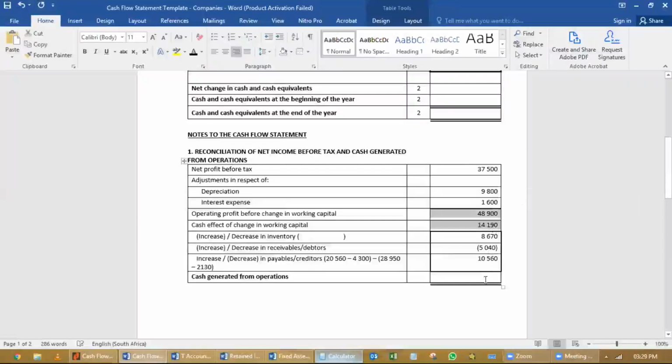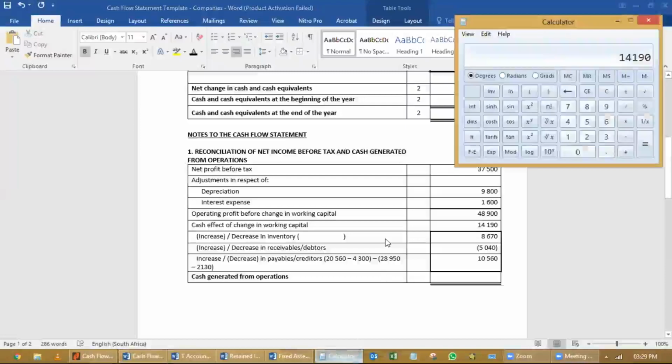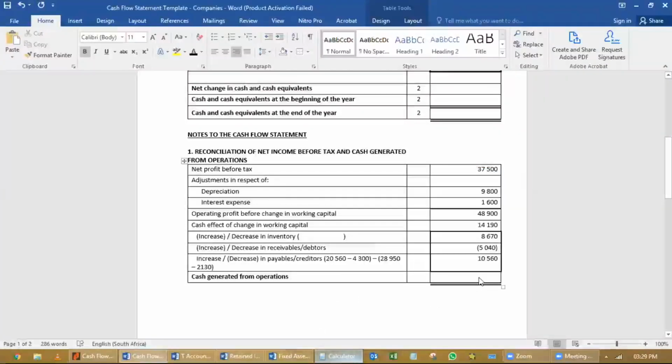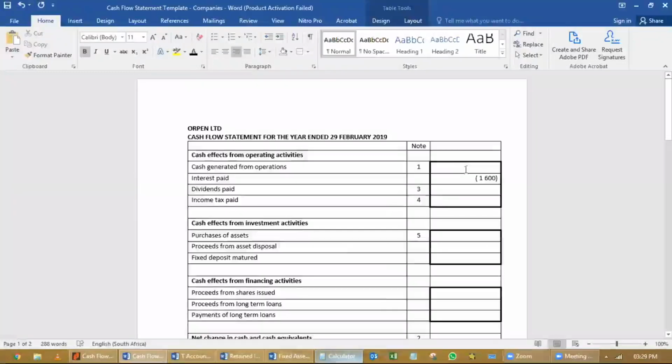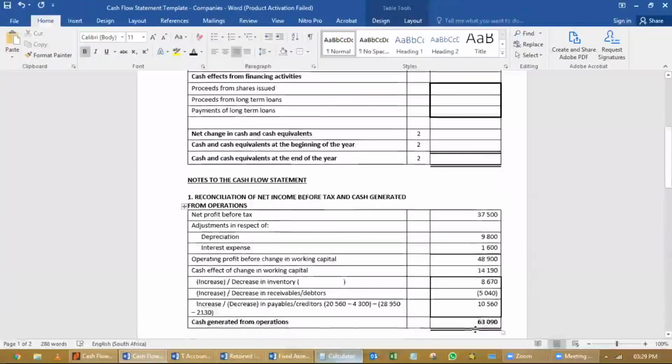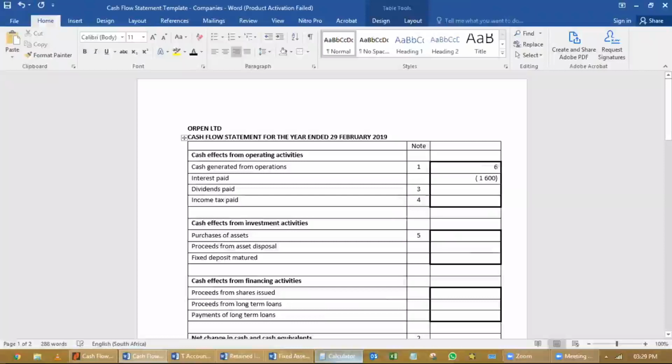Right, and now I can add these two amounts to get my cash generated from operations. So I already have that amount. Just add the 48,900. That gives me cash from operations 63,090. Right. And then I've worked this amount out now. So now I can just go and put it into my cash flow statement. So here by note number 1, I'm writing 63090.